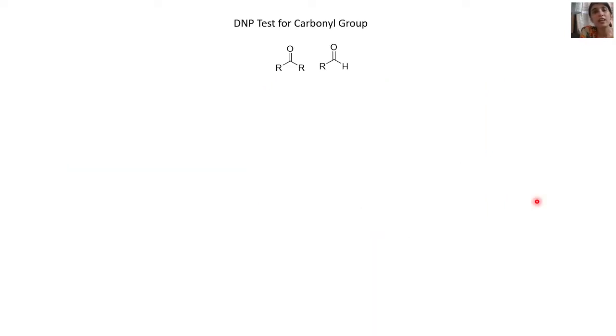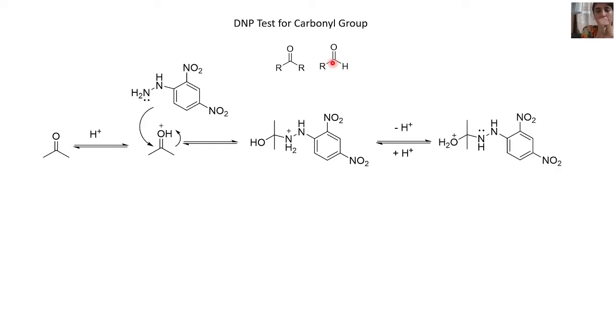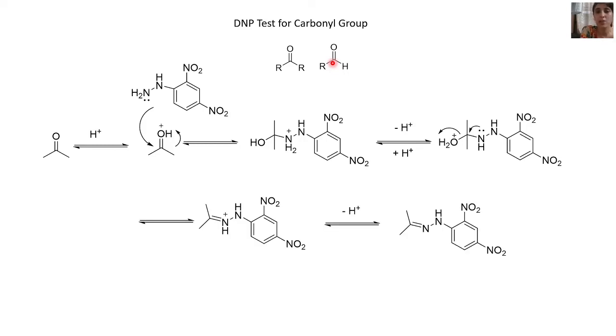Now the test for carbonyl group. We all know there are 2 types of carbonyl compound, keto carbonyl and aldehyde carbonyl. And the reaction mechanism is like this: protonation, after protonation, attack of the nucleophilic nitrogen on the electron deficient carbon, hydrogen exchange, water elimination, and isomerization. This is our DNP derivative.